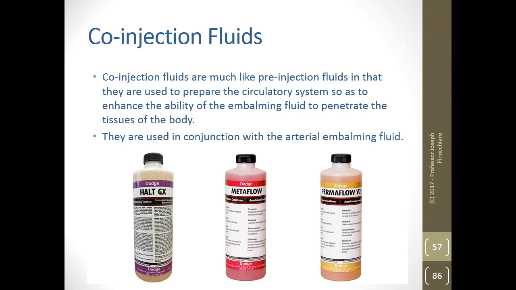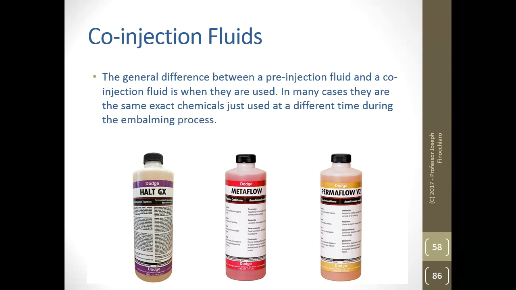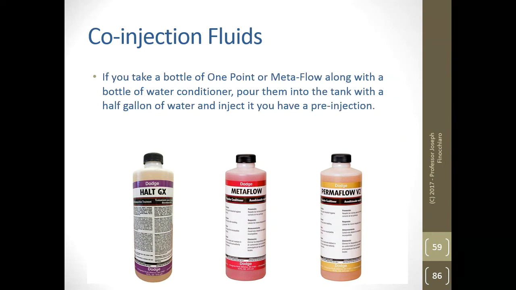Co-injections are much like pre-injection fluids in that they are used to prepare the circulatory system so as to enhance the ability of the embalming fluid to penetrate the tissues of the body. They are used in conjunction with the arterial embalming fluid. And the general difference between pre-injection fluid and co-injection fluid is when they're actually used. In most cases, you'll see most chemicals will say a pre or co-injection. So it's a pre-injection if you inject it prior to putting in any arterial fluid, is a co-injection when you actually pour fluid in it, mix it all up, and then inject it with your arterial fluid.